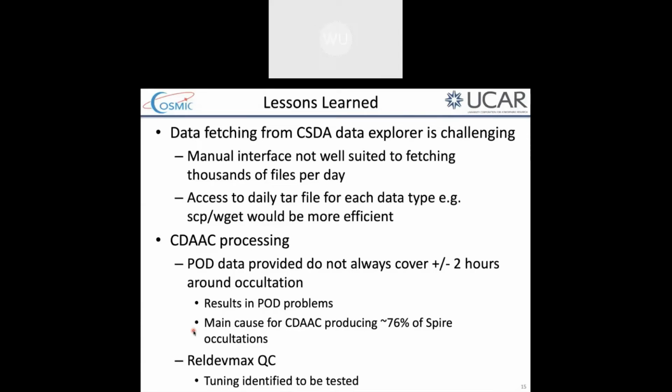And then on the QC, we've identified in particular one parameter that can be tuned, and I think we'll get a few more good quality profiles on the neutral atmosphere side out as a result. So hopefully I didn't run over too much, and I guess I'll turn it back over to the moderator.